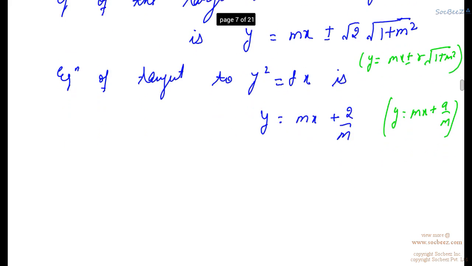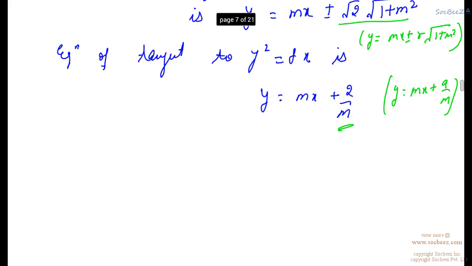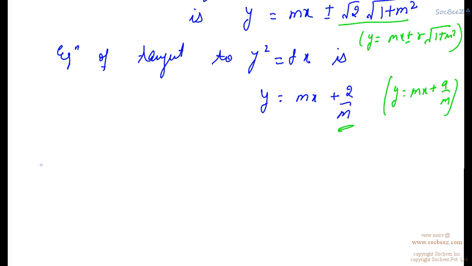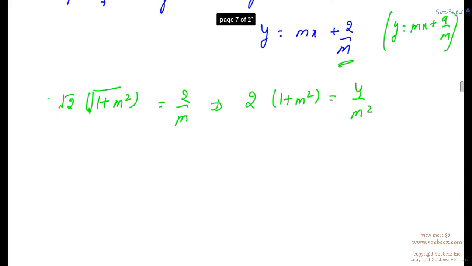Okay, so since the tangents are common, we are going to equate these terms. Now if we equate these two terms, this term here and this term here should be equal. So therefore plus minus root 2 here. Now let's take the plus sign. So this is going to be plus root 2 into 1 plus m square under root equals 2 upon m. So if we square both sides, then it becomes 2 into 1 plus m square equals 4 upon m square.